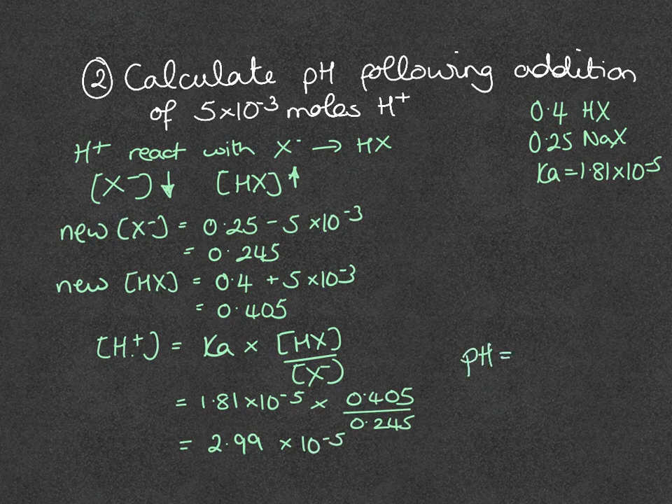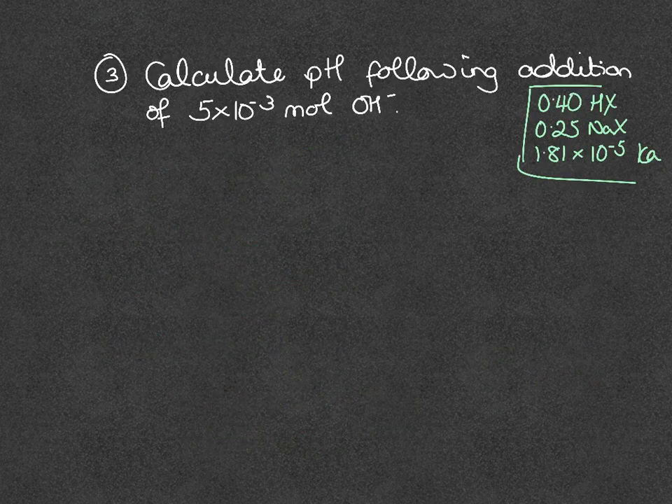I'm going to do the pH of that, just minus log again, and that gives us 4.52. That seems a sensible number. Our previous number was 4.53, but we've added H+, so obviously it's become more acidic, so a lower pH should make sense. So now on to version 3, what happens when we add OH minus to this?